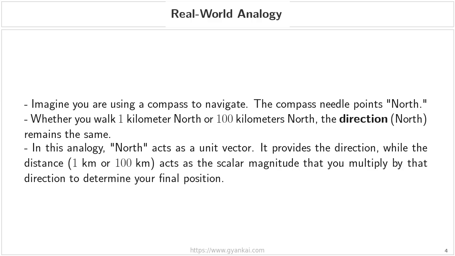The distance you travel, whether it is 1 kilometer or 100 kilometers, acts as the scalar magnitude. Just like we discussed in the previous slides, if you take that direction, our unit vector, and multiply it by your distance, our scalar, you determine your final position in space. This perfectly illustrates how a unit vector provides the where in terms of direction, while the magnitude provides the how far.